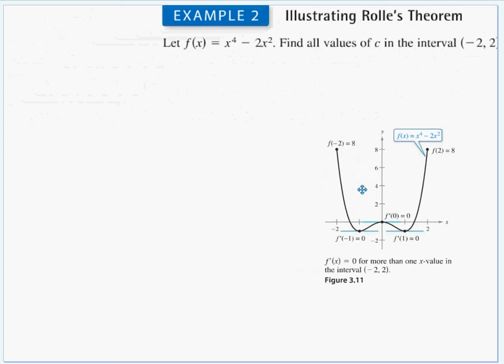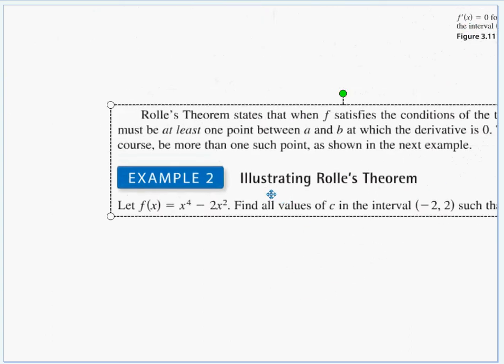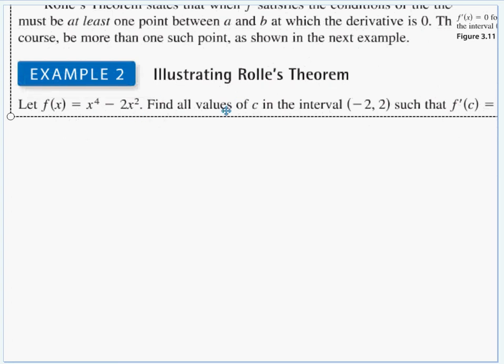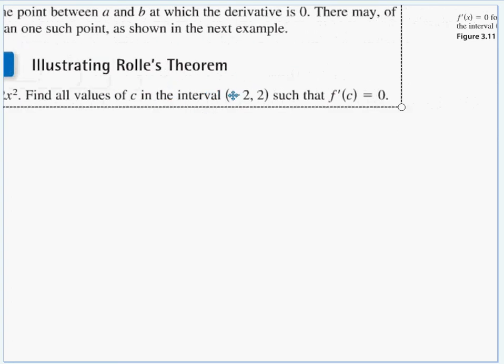So our function is now x to the 4th minus 2x squared. Find all values of c in the interval -2 to 2, such that f prime of c is going to equal 0.